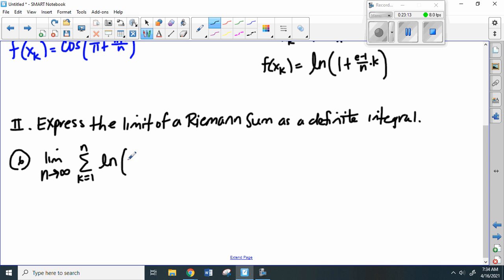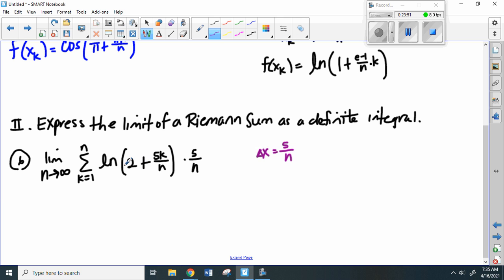All right, so let's start with something like this. When you see it for the first time, you need to think about what the pieces are that I should be able to pick out. Remember, this is going to be length times width, where the length comes from plugging something into a function, and the width is usually going to come from your b minus a over n. So your width, your delta x, is the 5 over n.